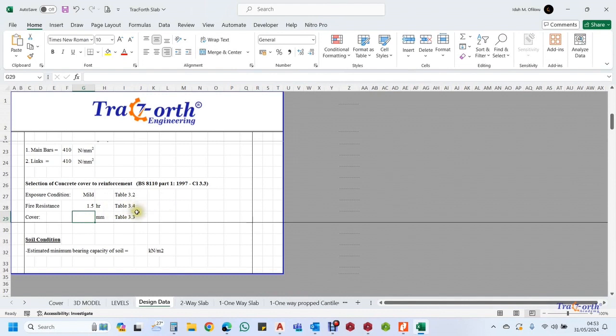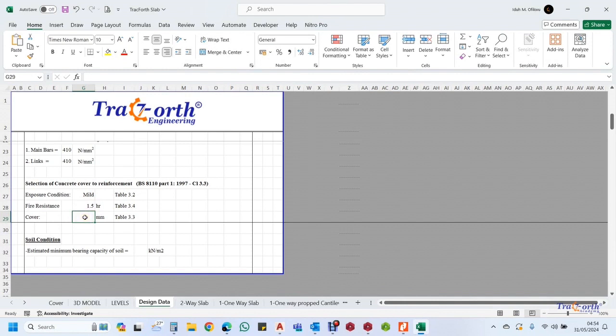Okay, and this is contained in table 3.4 of this same class. Then you now talk of the cover, the nominal cover, and then considering the exposure condition, which will specify, if it is mild, how many millimeters the size of the cover is, then the fire resistance, if it's 0.5, 1.5, 1 hour, 2 hours, 3 hours, the codes will also specify.